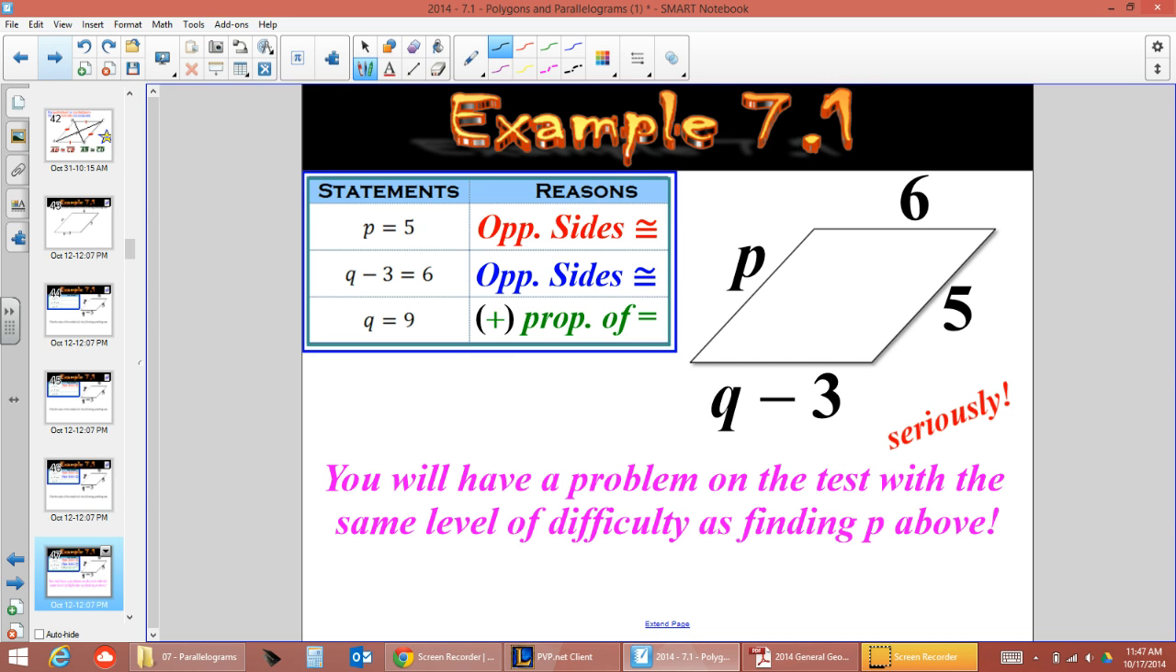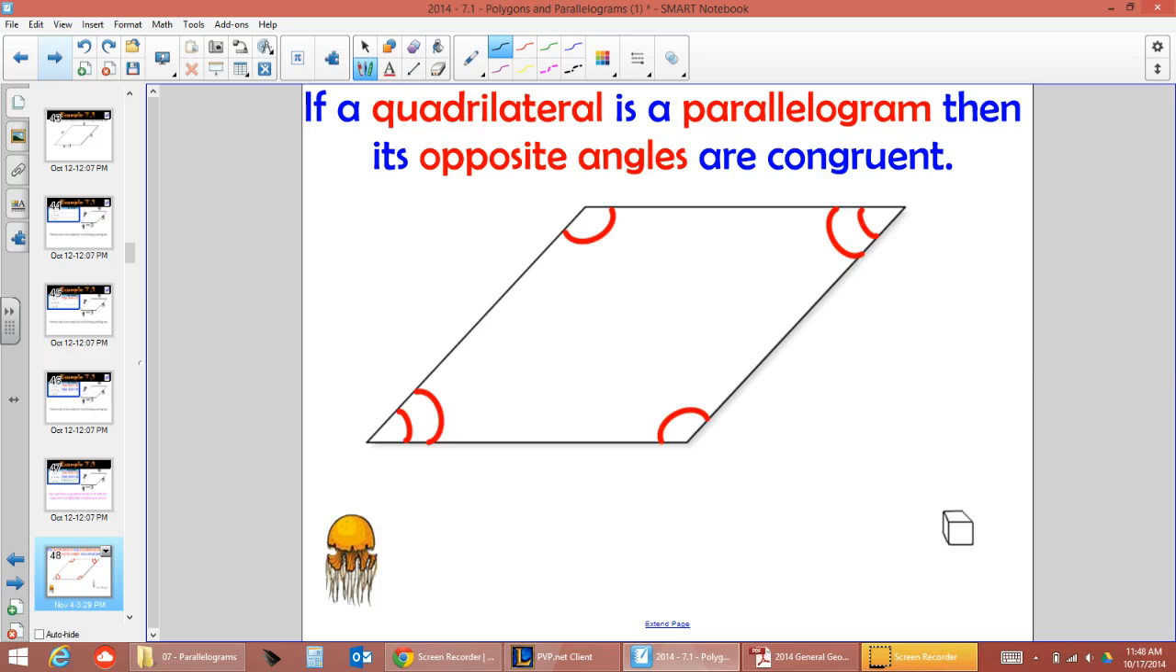You will have problems on this test just like this. They should be easy. They're meant to be. Okay? So just remember, opposite sides are congruent, and you'll be fine. So now, more information, a new way of proving that they're a parallelogram. If a quadrilateral is a parallelogram, then its opposite angles are congruent. Notice how these angles are opposite from each other, and they're congruent. Two arcs for congruent here, single arc for here.